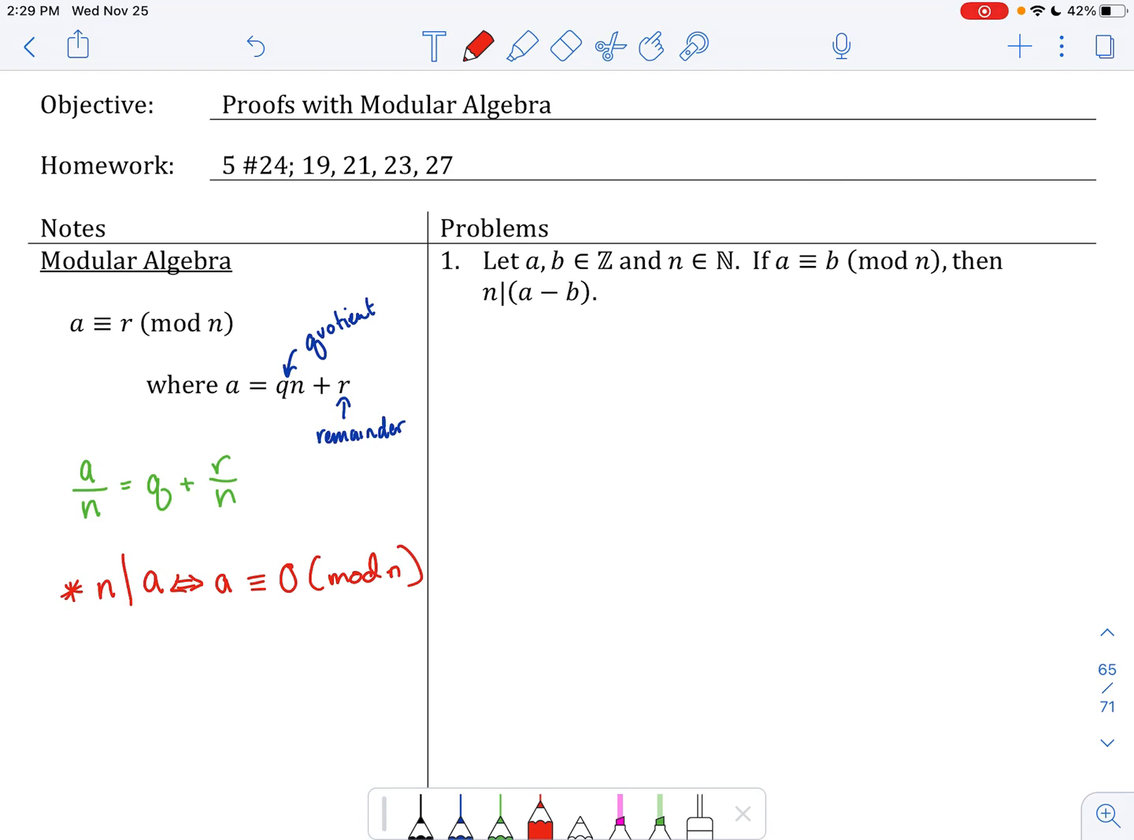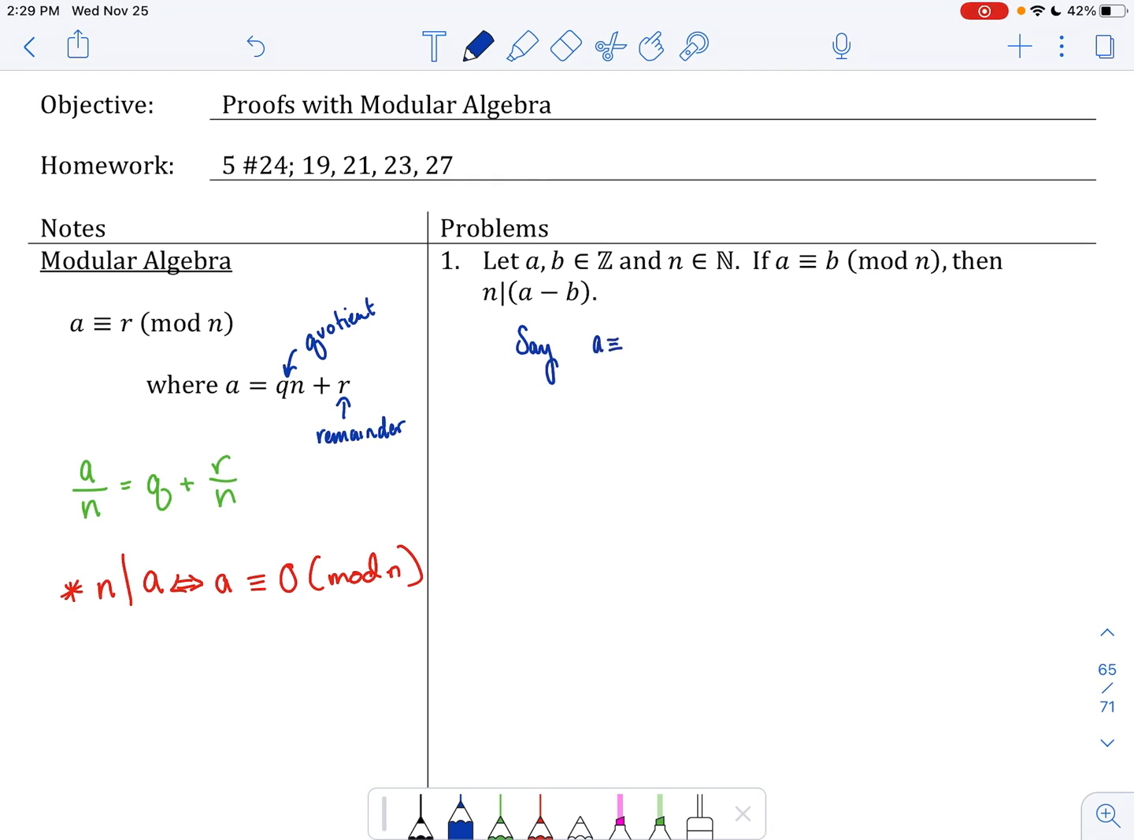So another really important fact that will be helpful in your proofs is this, and we're going to prove why it's true, and then you'll be able to use it in a lot of your proofs. Here it says let A and B be integers and n is a natural number. If A is equivalent to B in mod n, then n divides A minus B. In this case I'm going to use direct proof. I'm going to start with the hypothesis.